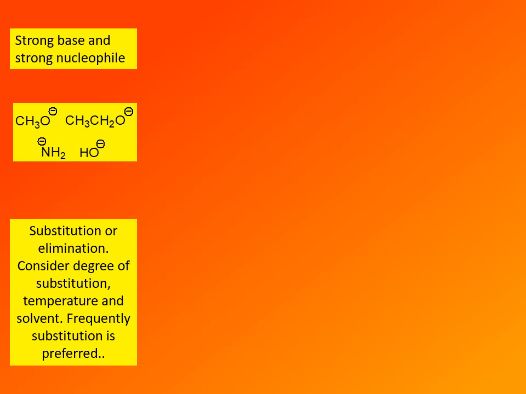Basic and nucleophilic properties of various reagents are summarized in this table. So a strong base and strong nucleophile is a species that is charged and has a relatively small atom that carries that charge. That would be something like an oxygen atom or nitrogen atom. They are suitable for either substitution or elimination. So if those are the reagents, then you have to consider the degree of substitution, temperature, and solvent, because either substitution or elimination can occur with these reagents. But frequently, substitution is preferred. But that's not the rule, so you have to consider all of the factors.